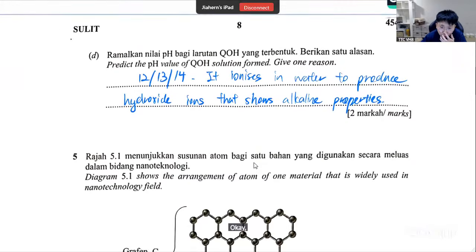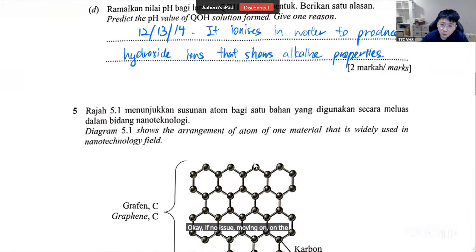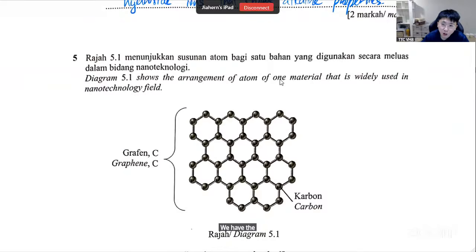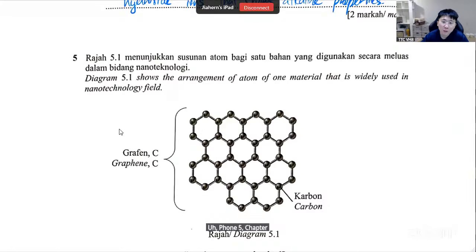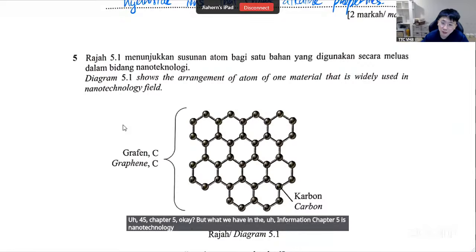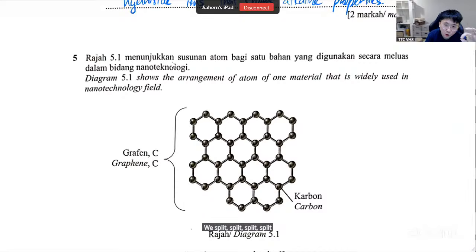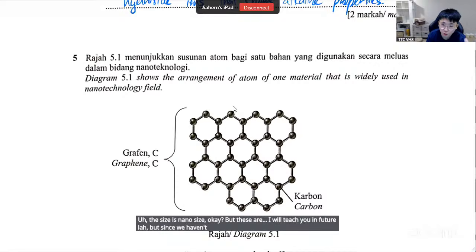Okay, if no issue, moving on to the next one: we have the arrangement of atoms of one material that is widely used in nanotechnology. Guys, this one we haven't learned. This is your Form 5 chapter 5. What we have in Form 5 chapter 5 is nanotechnology, where we take your chemicals and split them into very small atoms, nano size. The size is nano size. I will teach you this in future, but since we haven't covered it, we don't have to go through it in detail first.